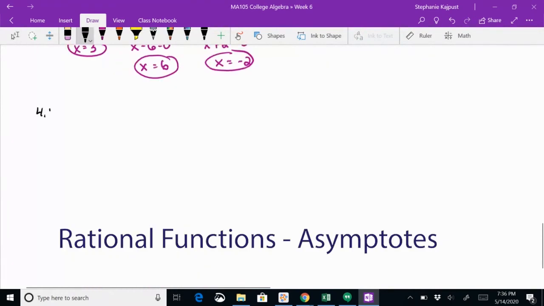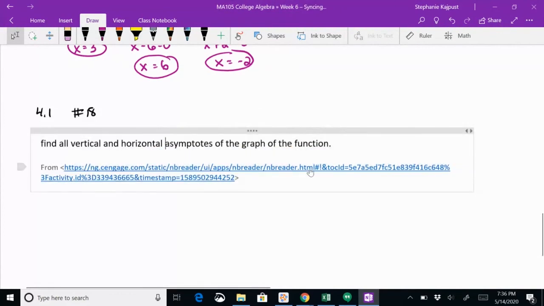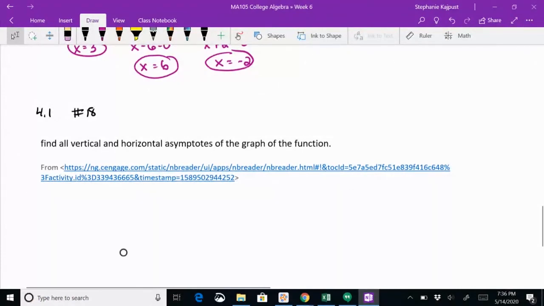Okay, so this is 4.1, number 18. The directions say find all vertical and horizontal asymptotes of the graph of the function, and we are given f of x equals 2x squared over x plus 1.